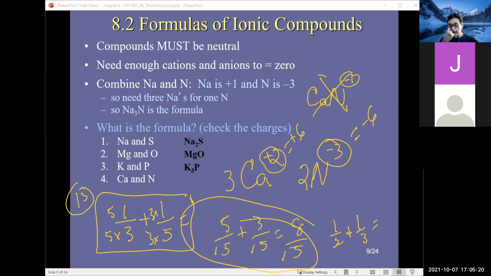See how that works? So that means that 3 is the subscript for calcium, and that 2 is the subscript for nitrite. So the formula becomes as follows: calcium 3 and nitrite 2, Ca3(NO2)2. That is the formula for calcium nitrite. And so when you have two dissimilar ions that you need to put together, find a common number, okay?